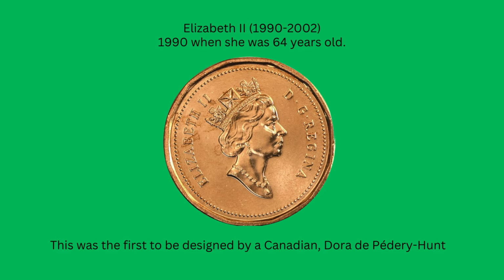This effigy here was our 8th, and it depicts Elizabeth II from 1990 to 2002. In 1990, Elizabeth was 64 years old. This was the first effigy to be designed by a Canadian, Dora de Pedery-Hunt.